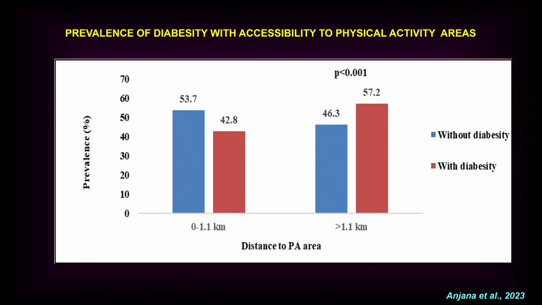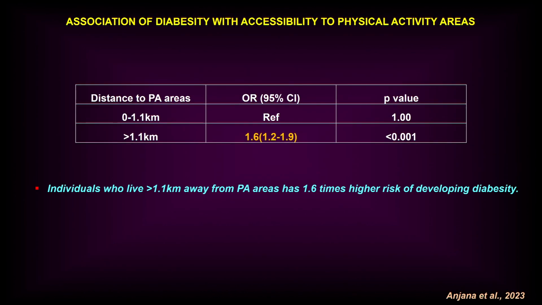So if there was a more than 1 kilometer distance to the physical activity area, this was associated with more diabesity. When she analyzed it by diabesity, there was definitely a 1.6 times higher risk of not having a physical activity area around a person's house. So have unhealthy options, diabetes is present. Not have healthy physical activity options, diabetes is present.